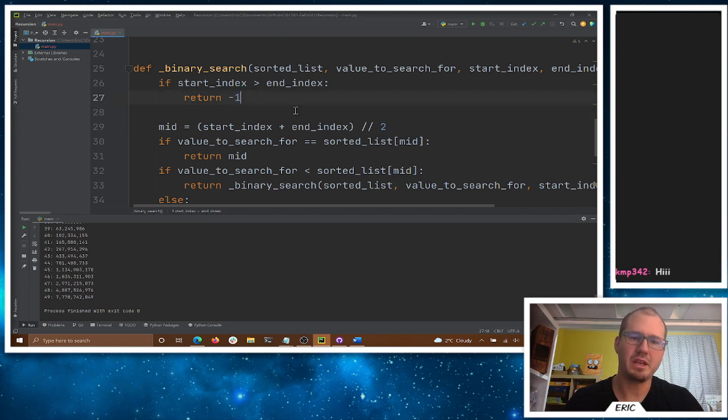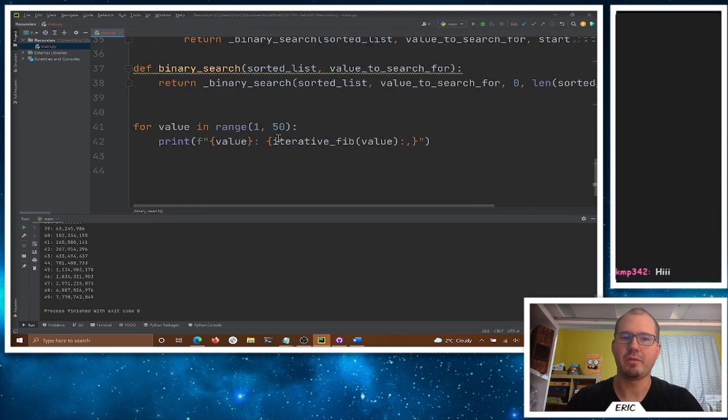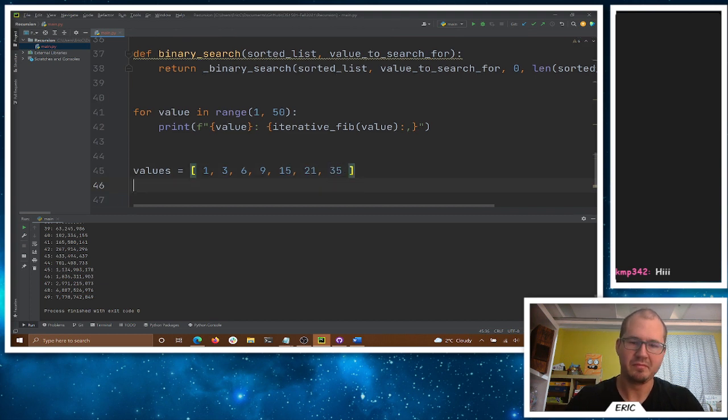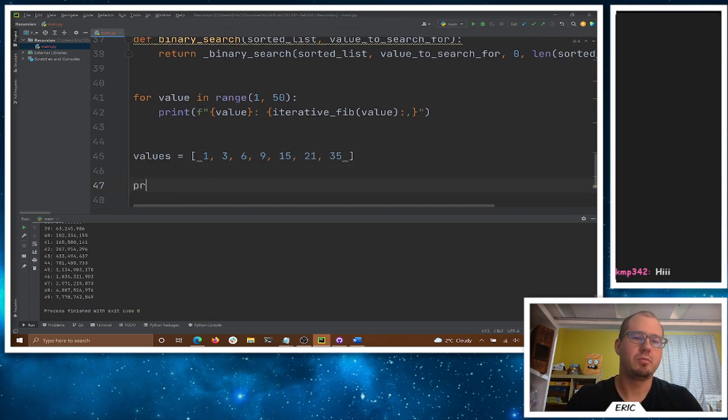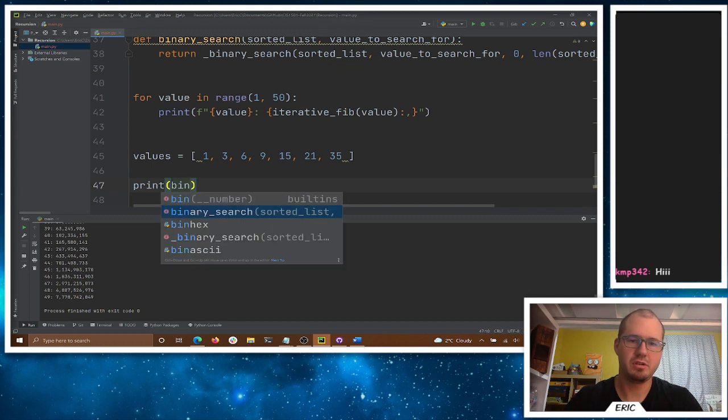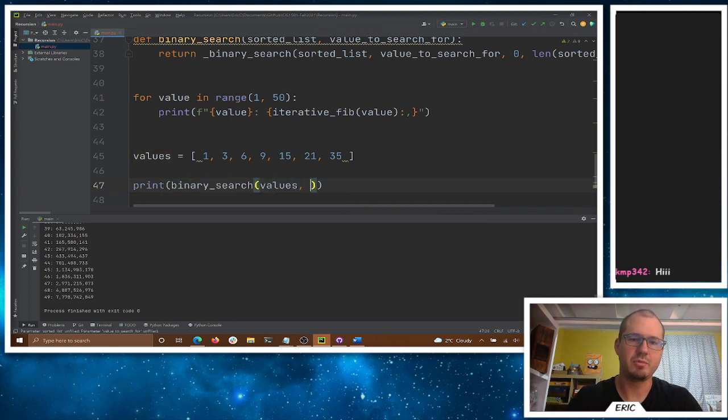So we'll just give you back a -1. This is, not found in list. Otherwise, we'll go see if we can find it here. We'll see if we can do it. So if we have a list of values, so we have some values is, 1, 3, 6, 9, 15, 21, 35. Sure. Why not? And then we want to print the binary search given my values, and we want to find, say, 7. We should get back a -1.